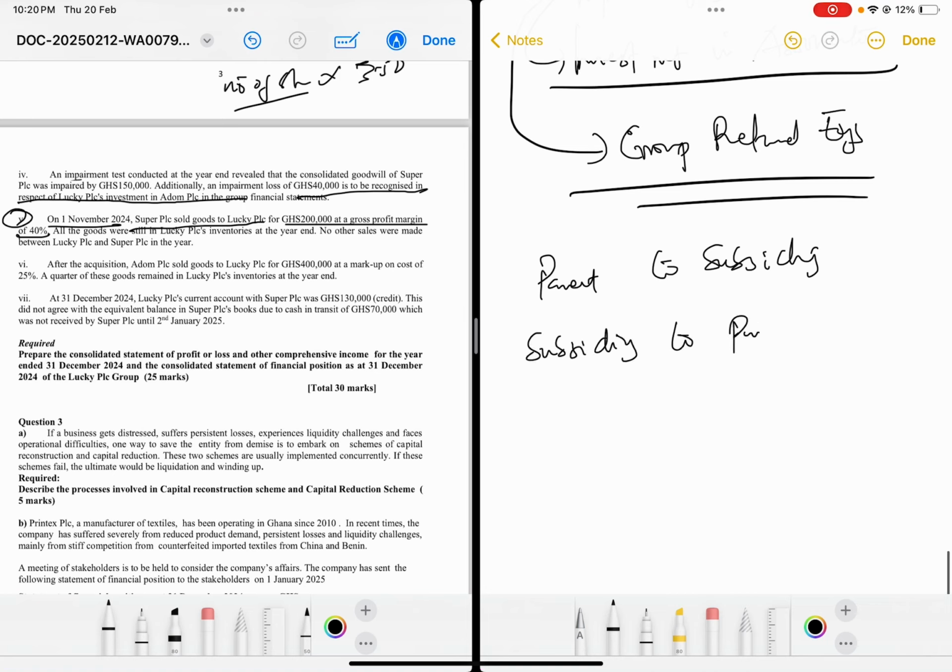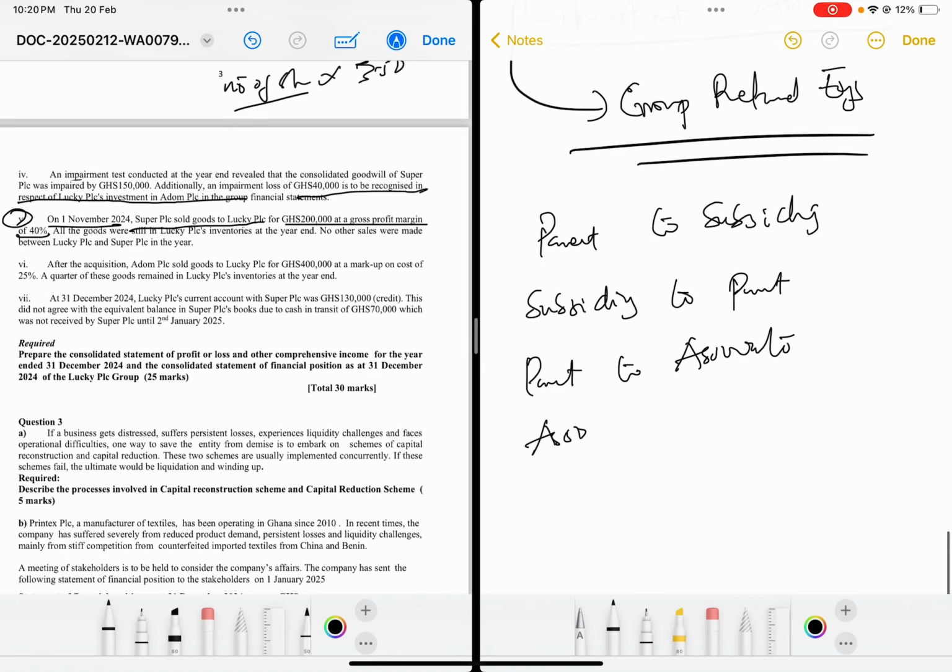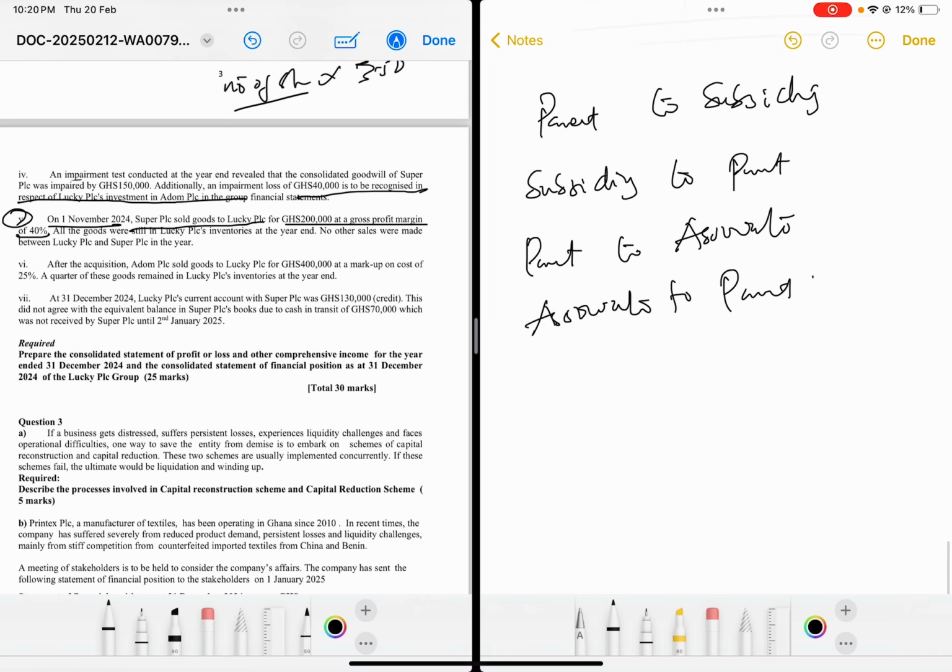subsidiary to parent, parent to associate, or associate to parent. So I explained it already.